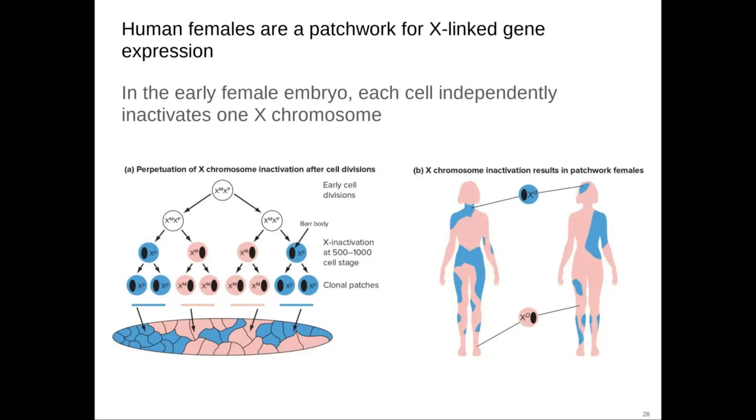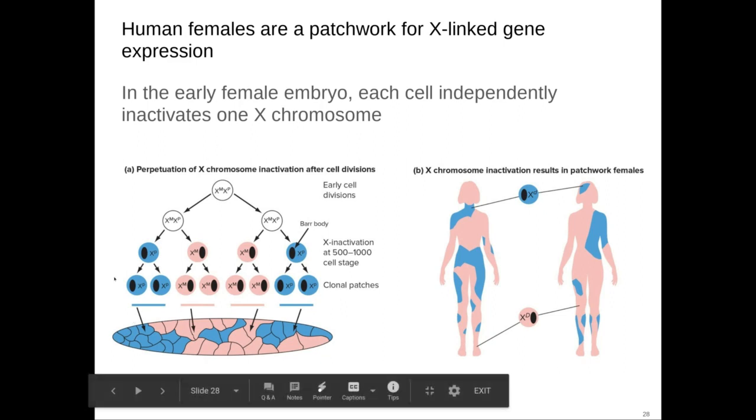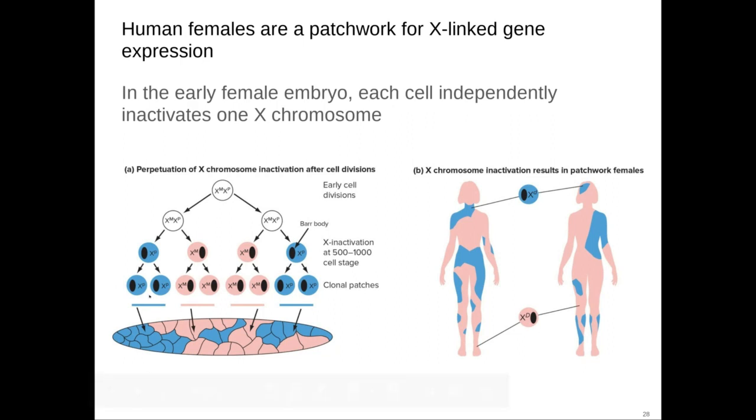But let's take a peek at it. So they can actually have what we call a patchwork, and it all arrives from this idea that during early female embryos, each cell independently activates one X chromosome. So sometimes, if you're producing cells, you might inactivate this chromosome versus this chromosome, and so on and so forth, right? So that's what we're going for here, right? Different parts of your skin, different parts of your body as they develop decide to inactivate one X chromosome over the other.